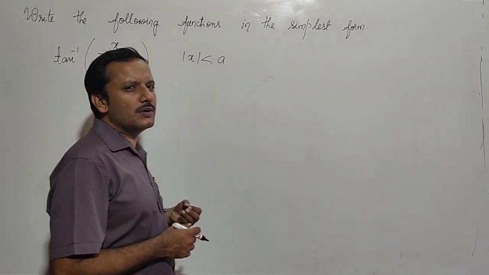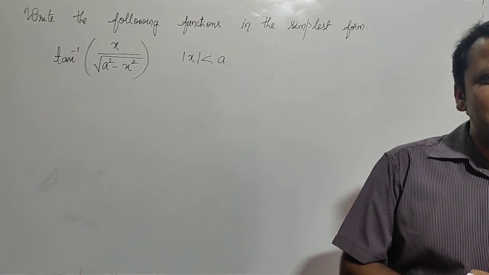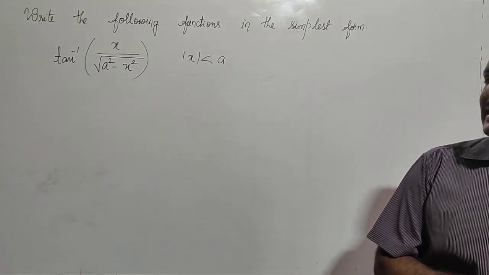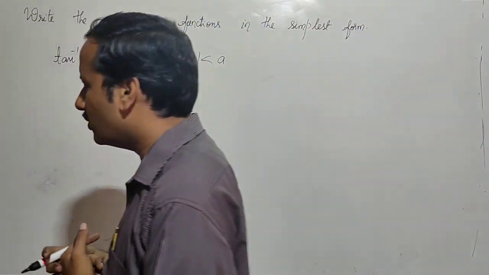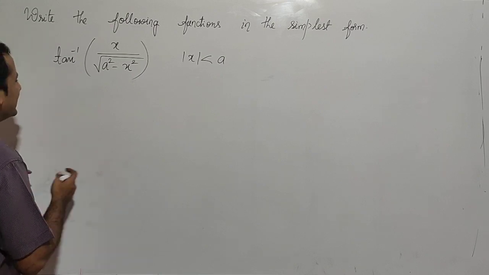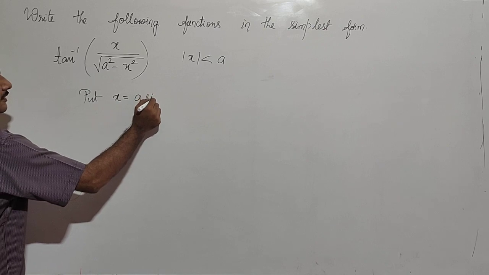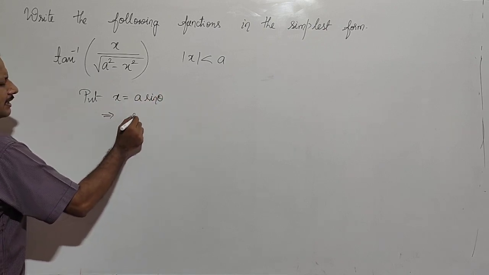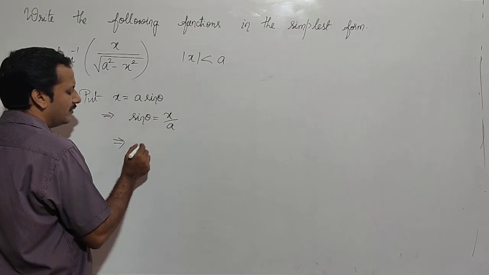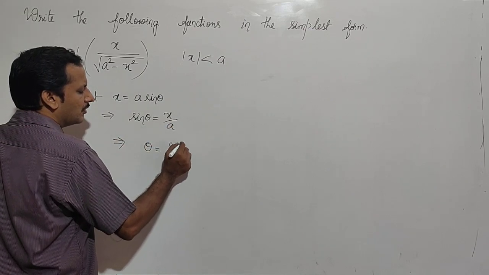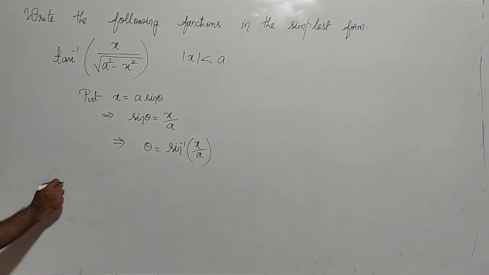When you see root of a square minus x square, the substitution, as I have already told you, is x equal to a sin theta or a cos theta. Let us go for a sin theta. Put x equal to a sin theta. This will imply that sin theta is equal to x by a, which means theta is equal to sin inverse of x by a. Okay, let us substitute now.